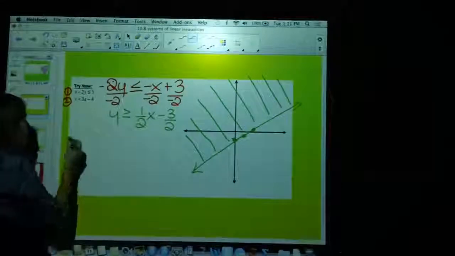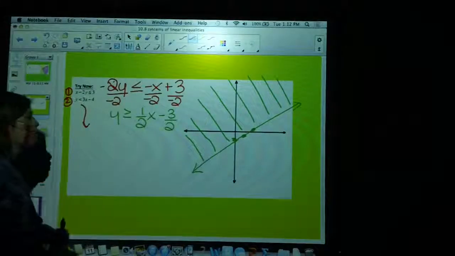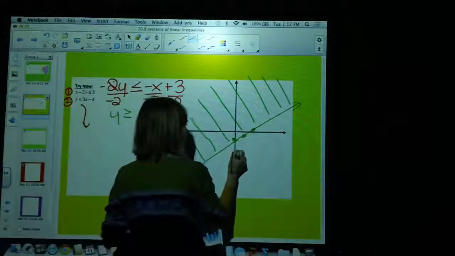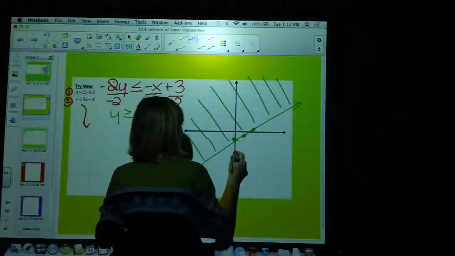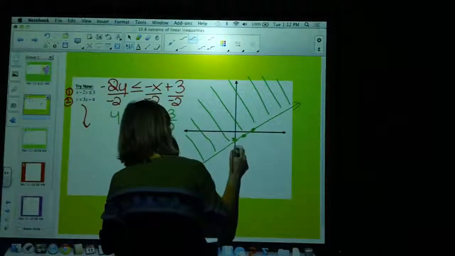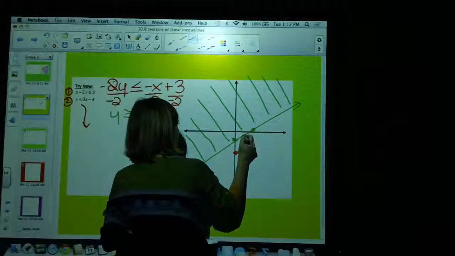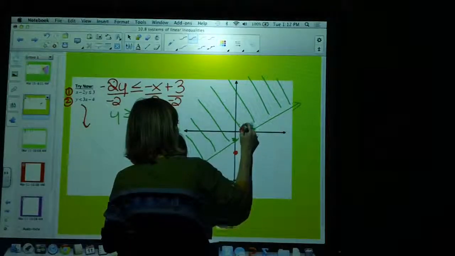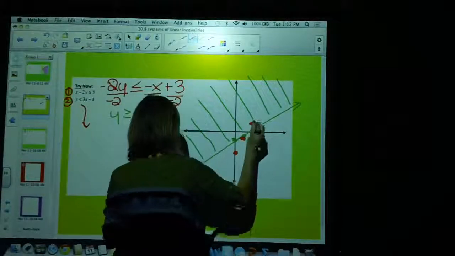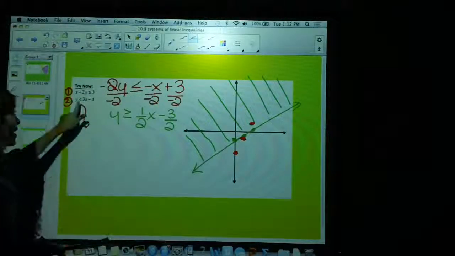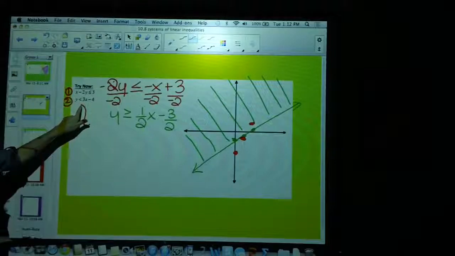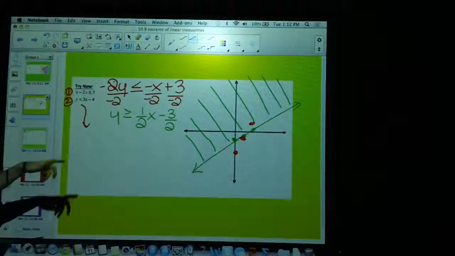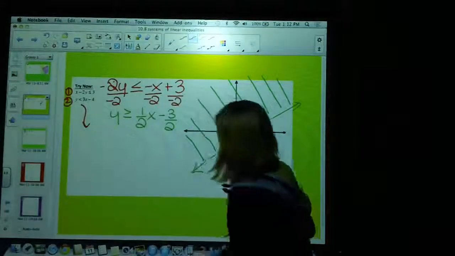All right, now I do the other line, line 2. So my y-intercept is negative 4, and my slope is 3. So up 1, 2, 3 over 1, and then up 1, 2, 3 and over 1. My line in this case is going to be dashed or dotted because it's just less than.